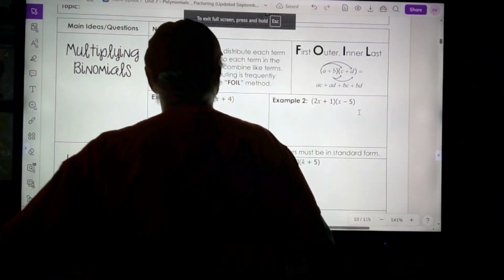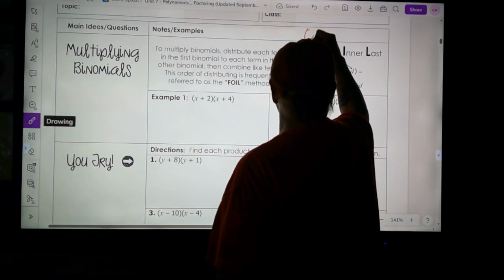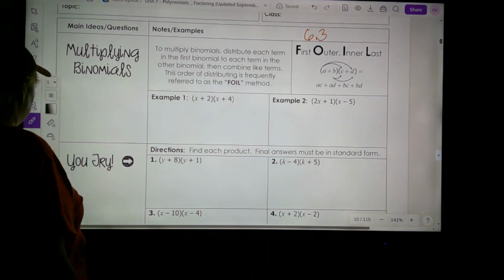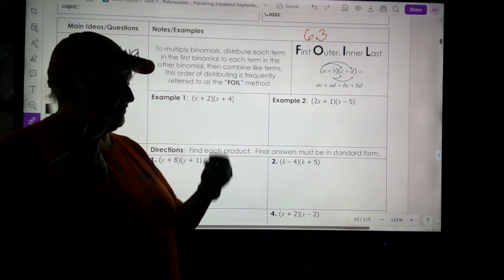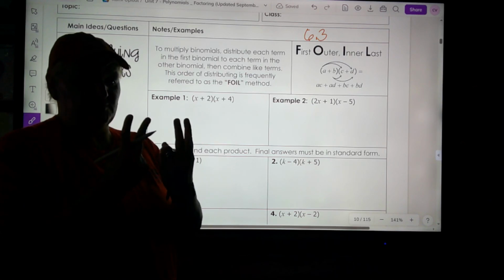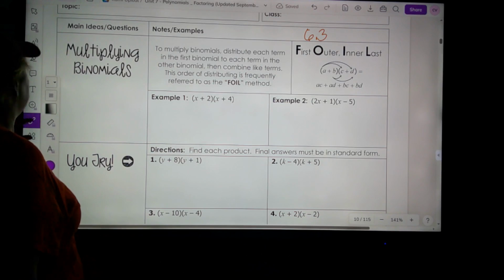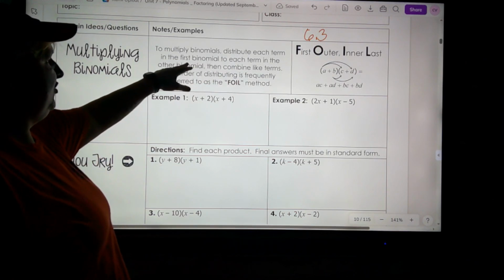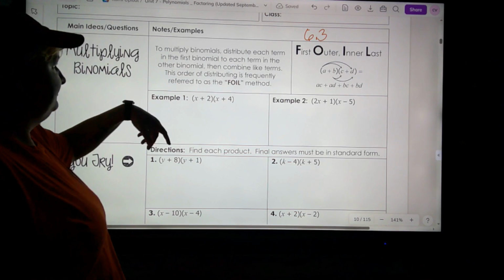6.3. The next step is multiplying binomials. Remember, binomials have two terms. So you're taking a two-term expression and a two-term expression and you're multiplying them together. Alright? So, to multiply binomials, distribute each term in the first binomial to each term in the other binomial, then combine your like terms.